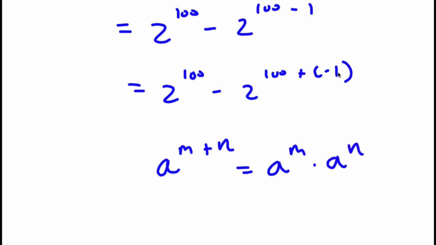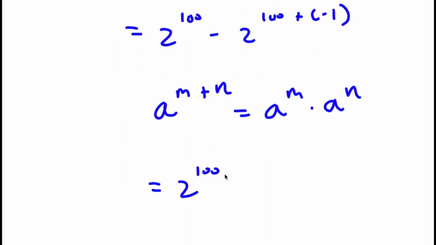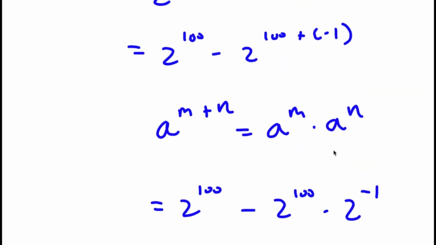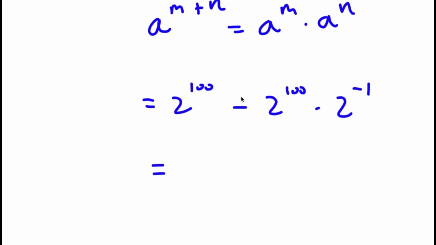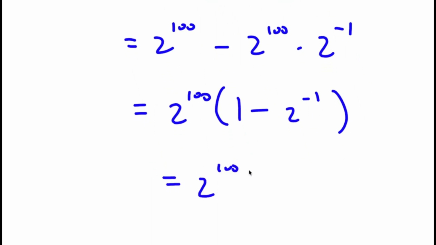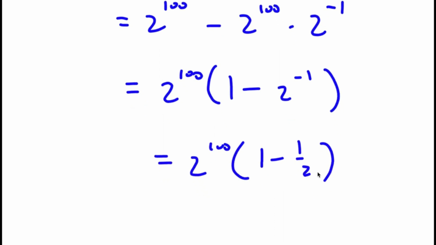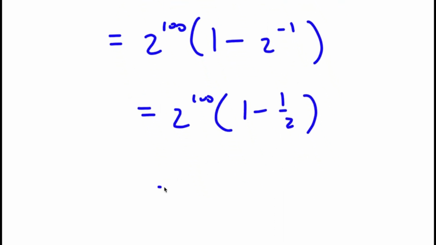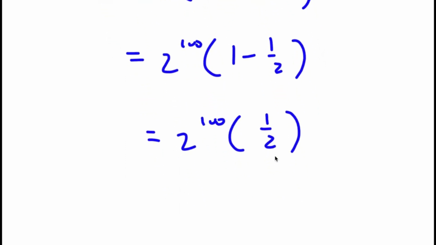So 2 to the power of 100 plus negative 1, that's going to equal 2 to the power of 100 times 2 to the power of negative 1. Now if I factor out 2 to the power of 100 from here, 2 to the power of 100 times 1 minus 2 to the power of negative 1. 2 to the power of negative 1, that's equal to 1 half, so I have 2 to the power of 100 times 1 minus 1 half. 1 minus 1 half, that's simply 1 half, so I have 2 to the power of 100 times 1 half, and 1 half is simply 2 to the power of negative 1.